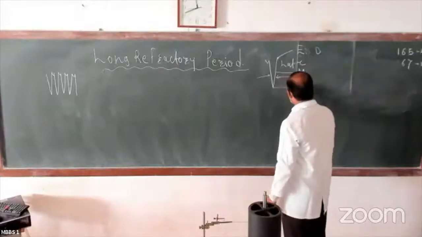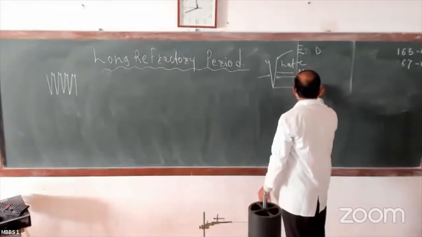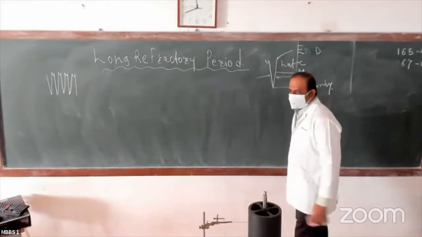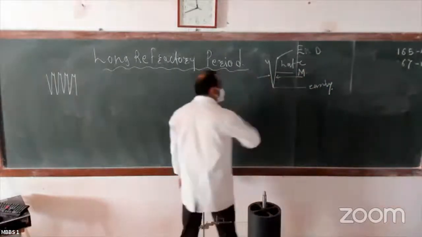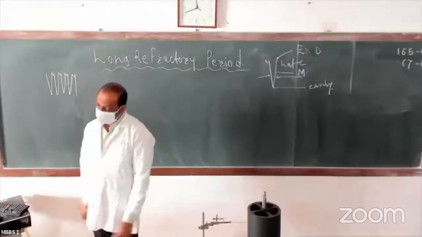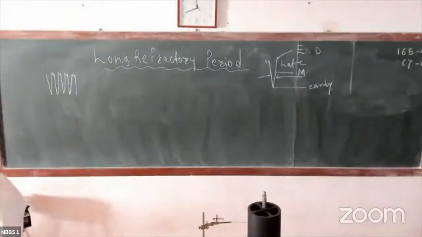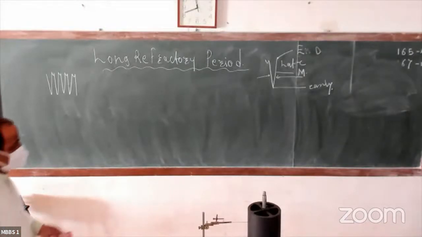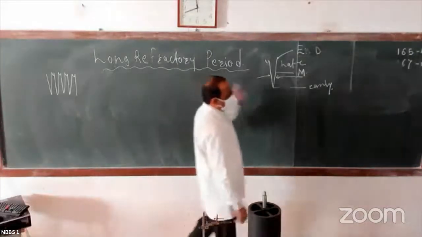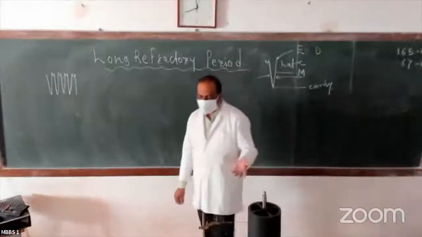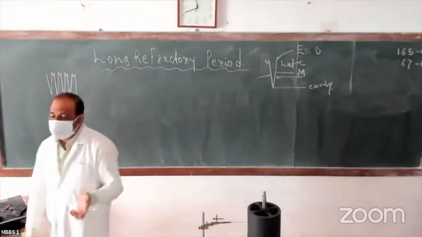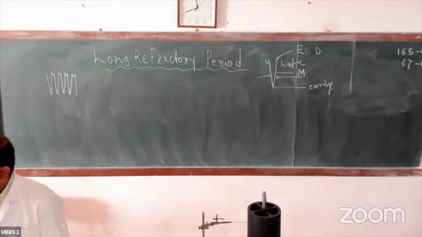And this is the early diastole. And before that, there is the end of systole. If we compare this long refractory period to these phases, this long refractory period again possesses two parts, that is absolute refractory period and relative refractory period.